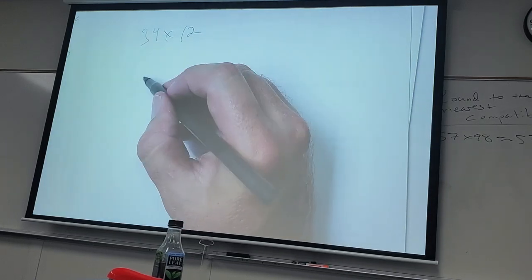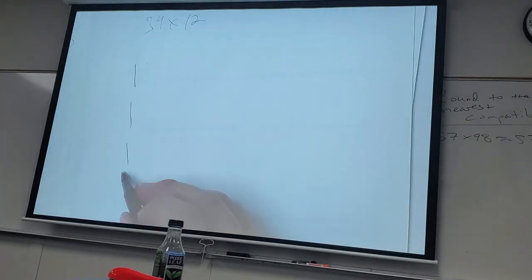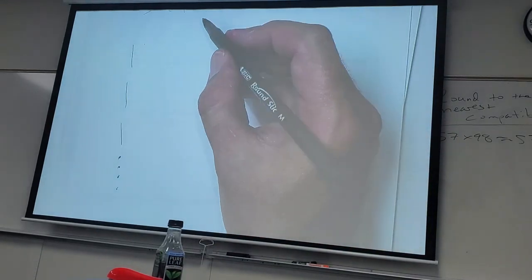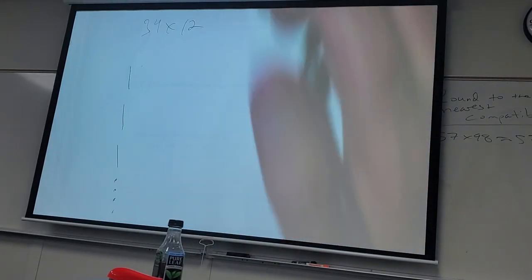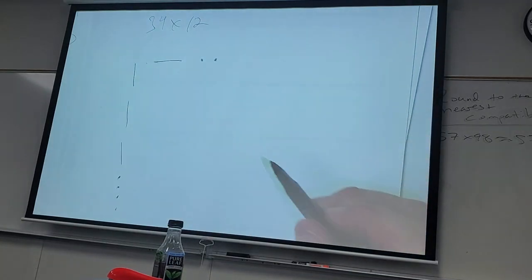So 34 would be how many longs? 3. And then 4 units. 12 will be 1 long and 2 units. Okay, now.